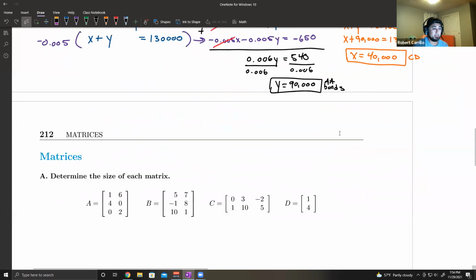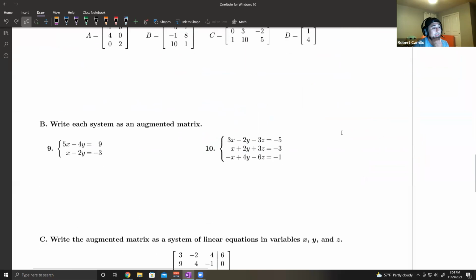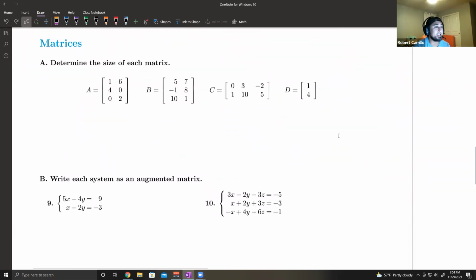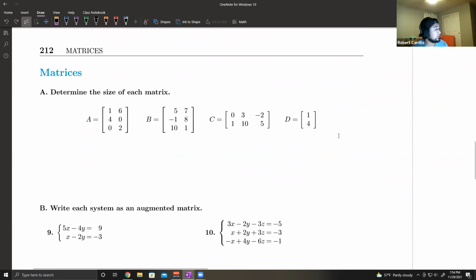Last is matrices. Okay. So easy. We get matrices, the easy version. If you're ever determining the size of a matrix, the dimensions of a matrix are always given by rows times columns. So matrices dimensions are always rows times columns. So when you look at matrix A, how many rows do you see?